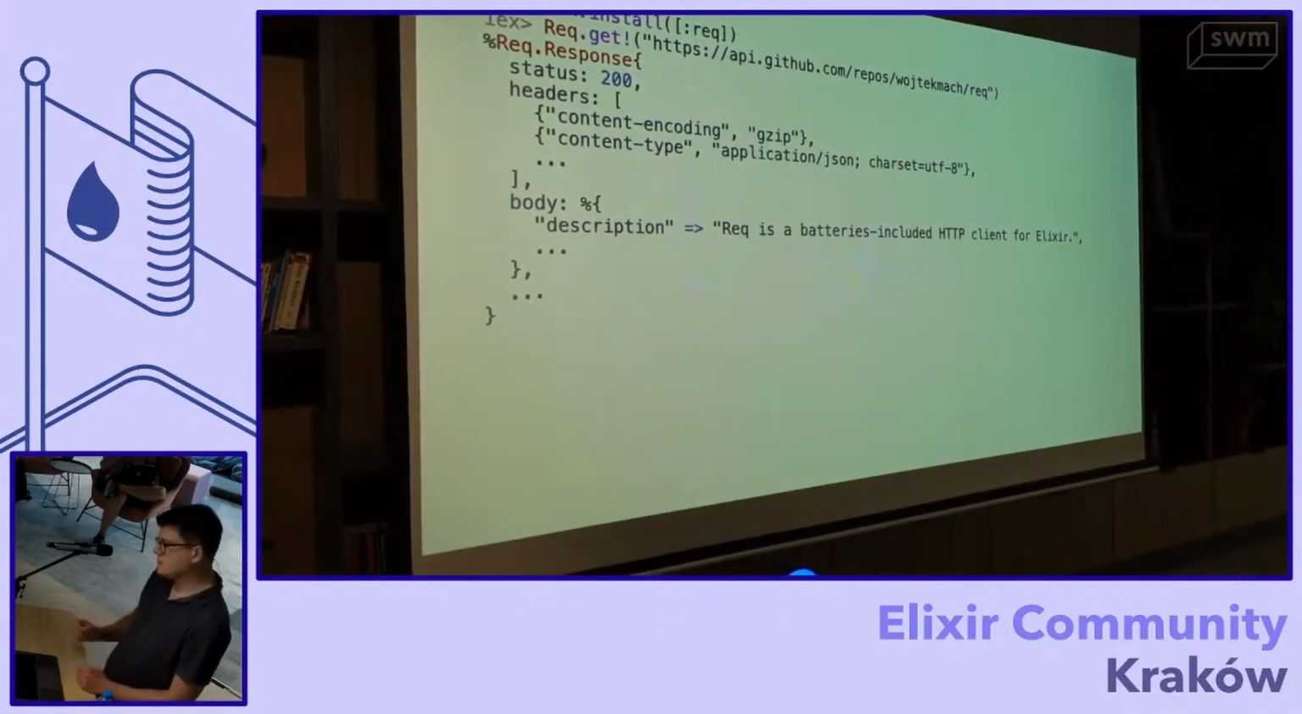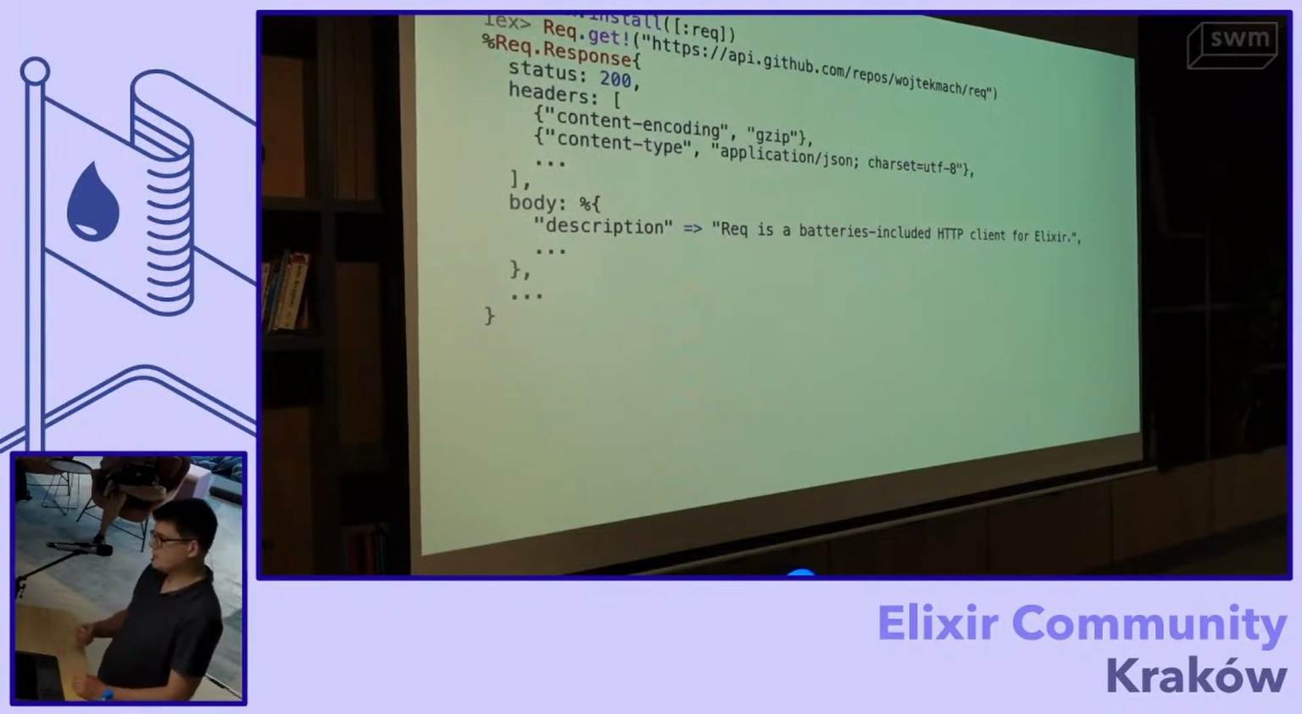As a matter of fact, the servers don't really compress the body by default. They would only do so when asked to, specifically when the client sets the accept-encoding header. And this is what Req does. By default, it will ask the server to compress the body, so we save on bytes. And this is, so to speak, the Req approach.